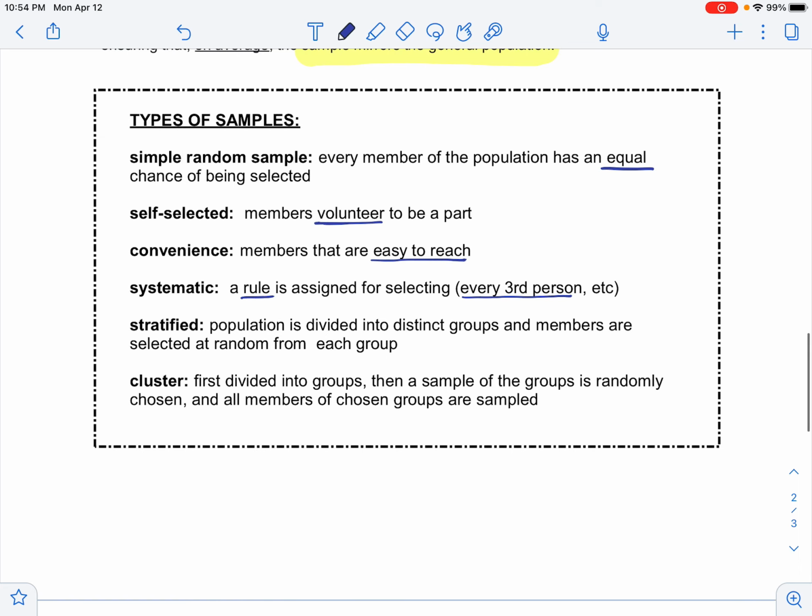The next two types of sampling often get confused, so it's really important that we understand the difference. A stratified sample is where I take the population, I divide it into groups, and then members are selected at random from each group. And I'm going to triple highlight each because this is a key difference between this and the next one. So let's give a stratified sample example.